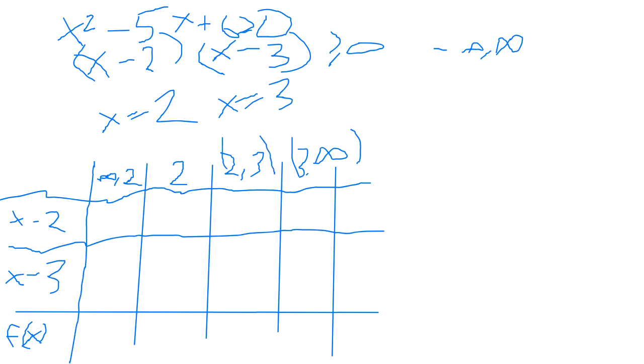Yes, sir. Okay, good. So now we start from negative infinity to 2. You ask yourself, you can pick any number you are comfortable with that is between negative infinity and 2. So I will pick 0 because 0 is between negative infinity and 2.